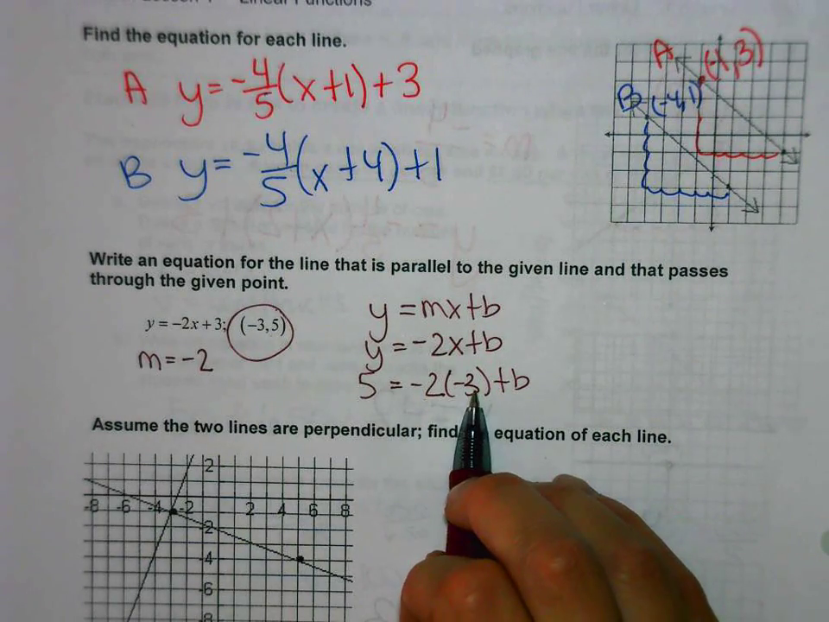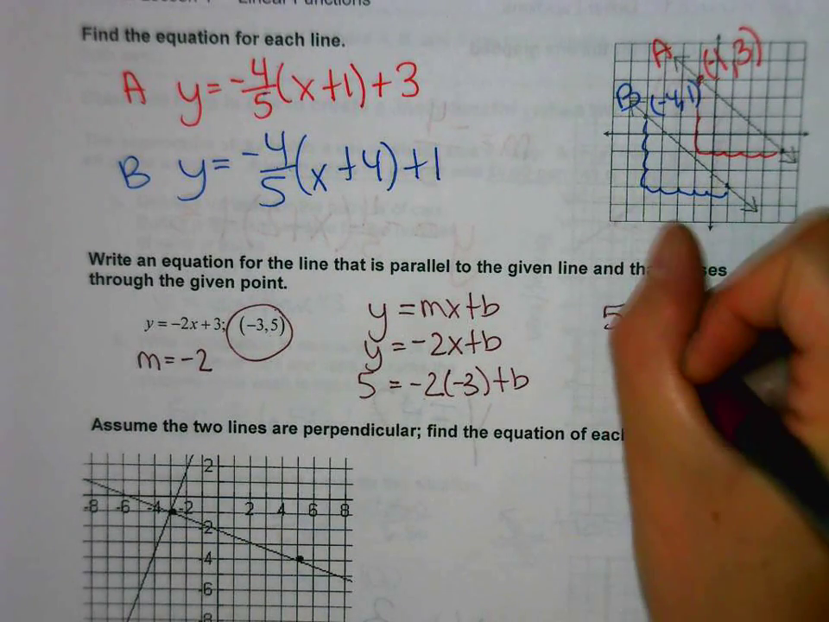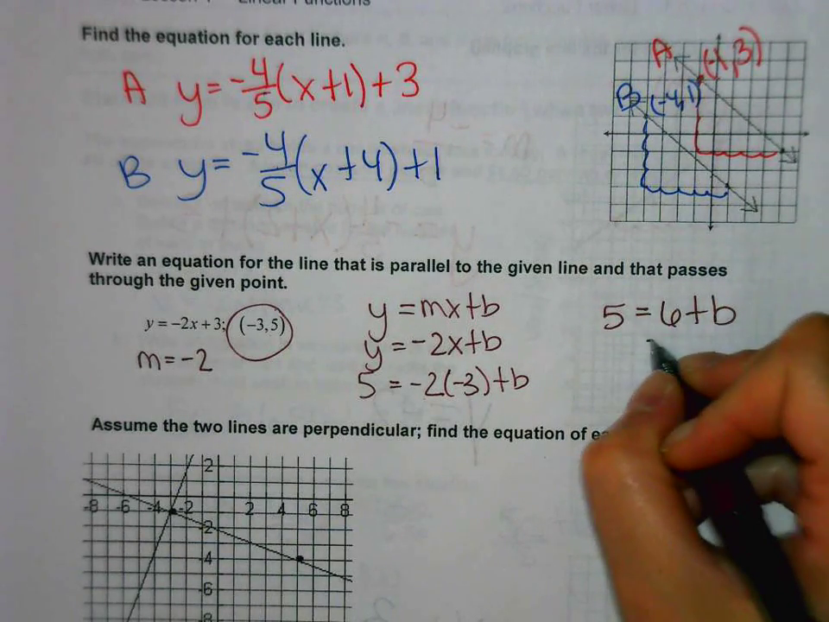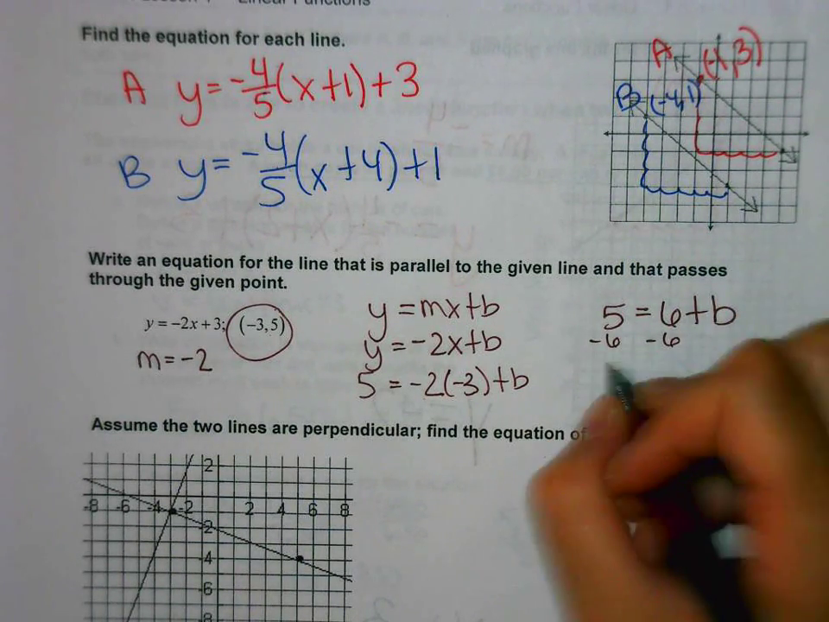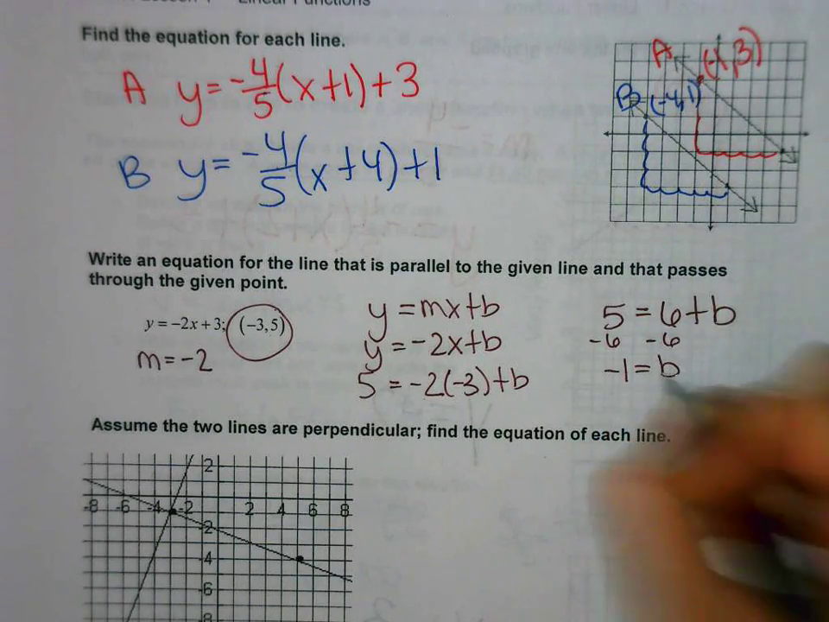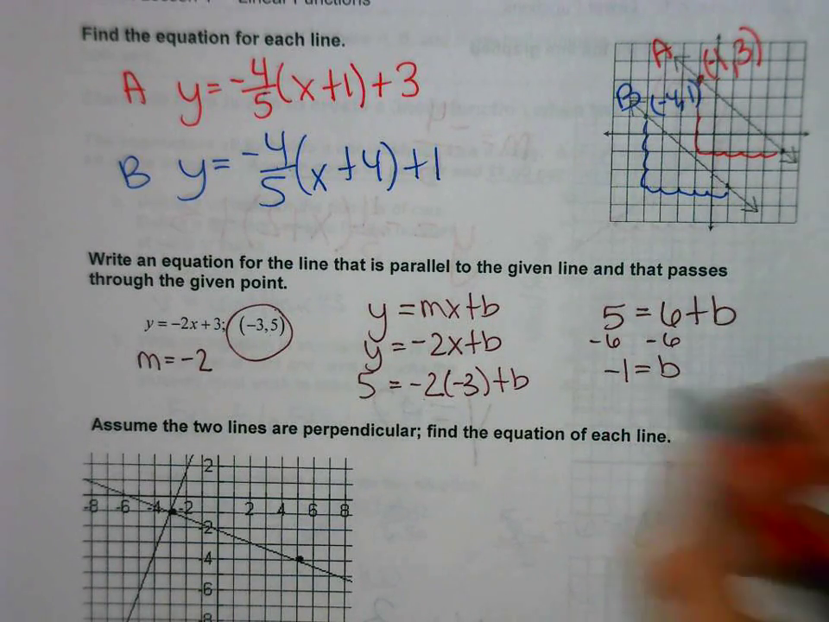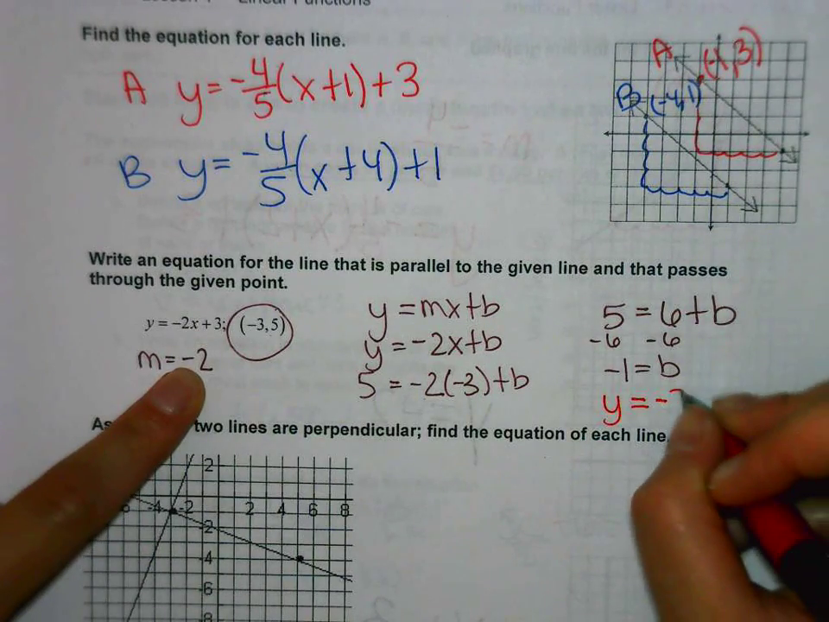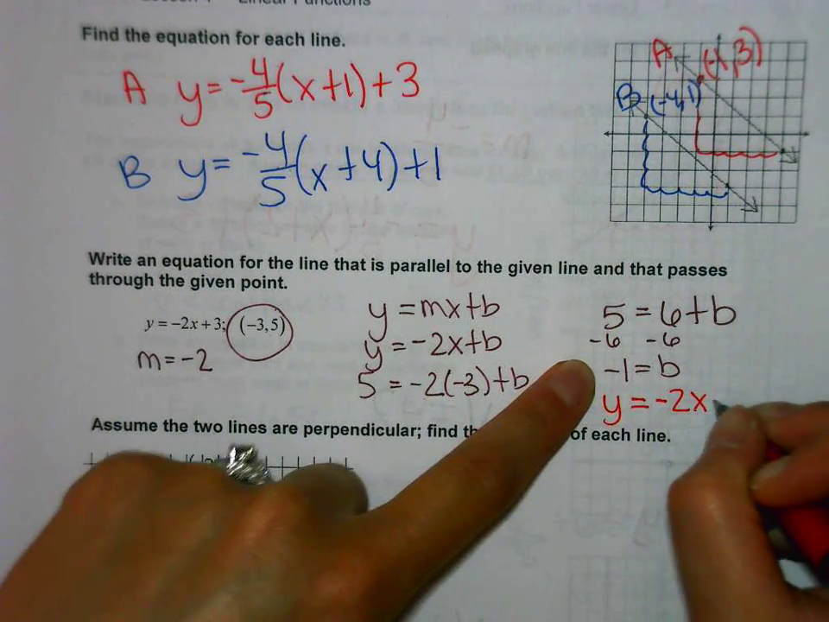So -2 times -3 is +6. To get b by itself, we're going to subtract 6 from both sides. So b equals -1. That means our new equation is y equals, our slope is still -2, x, and our b is -1.